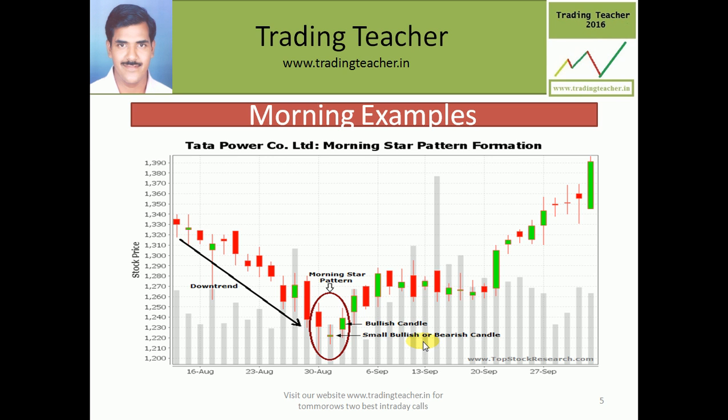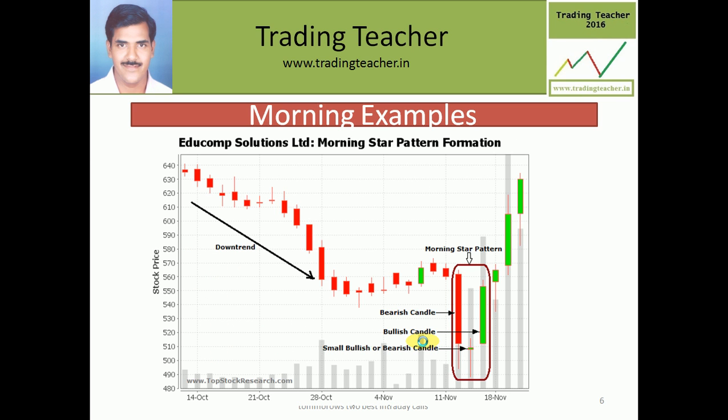Okay, this is another example of Educom Solutions, and the market is falling from 640 to around 500. You can take a look here. The market has fallen up to 510. These three candles have formed a morning star pattern.